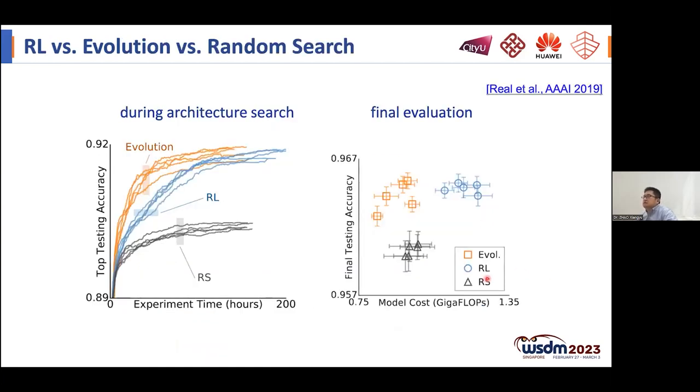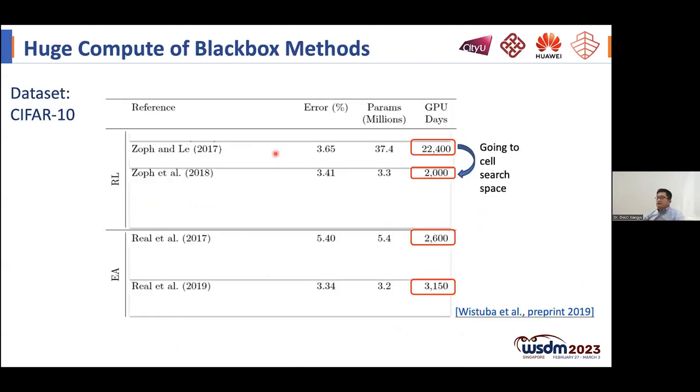The evolution method has also been shown to work better than reinforcement learning and random search in this paper. The evolution actually finds better performance faster than reinforcement learning and quite a bit faster than random search. Okay, so the reinforcement learning and evolution methods we just introduced are actually black box methods. And typically black box methods need a lot of computation to find the best architecture. For example, on the CIFAR-10 dataset, reinforcement learning and evolution methods need at least 2000 GPU days to find the best neural architectures.